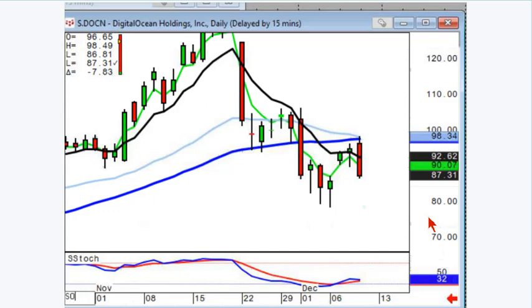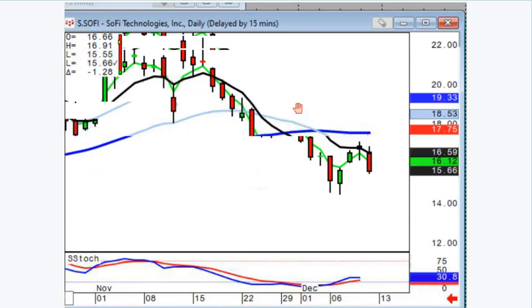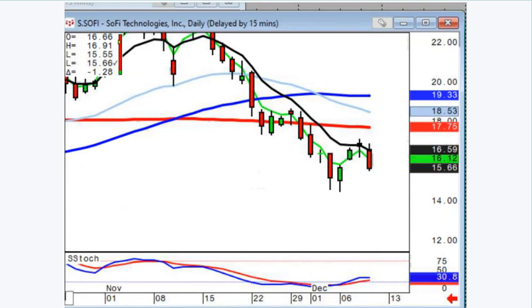And Sophie, same scenario. This one can be shorted on weakness tomorrow.